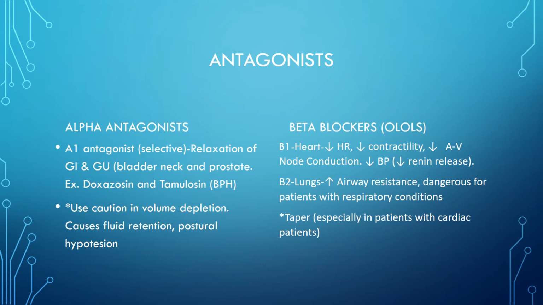All right, beta 2s in the lungs, you're going to see increased airway resistance. The reason why that's so important is that would be dangerous for a patient with, let's say, asthma or a respiratory condition. So in the case of a beta blocker, you might be giving it to them for their heart to see if we can decrease that workload. However, if they also have asthma, you may be causing them airway problems, which could be very, very dangerous. Also, you want to taper these medications, especially in patients with coronary artery disease.